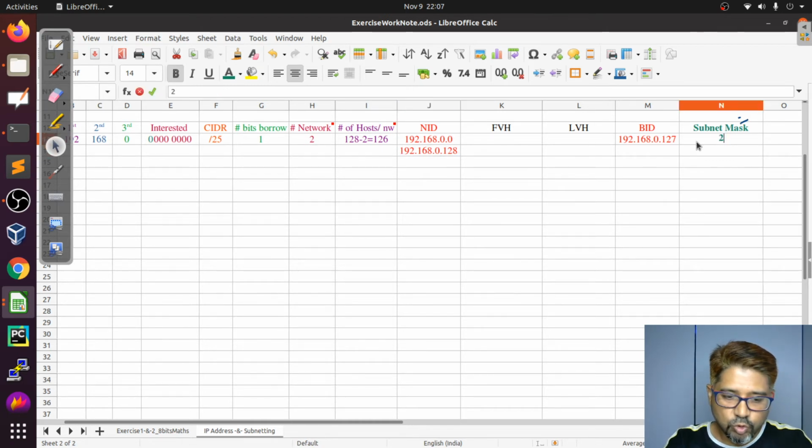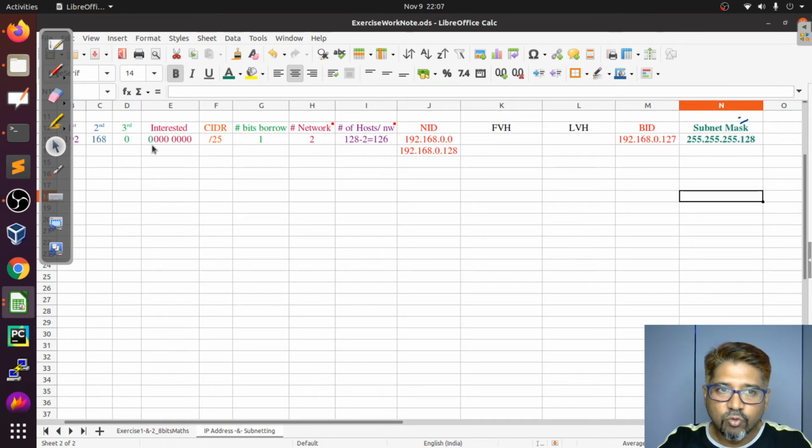And the subnet mask, this last network ID part is going to be your subnet. So 255 remaining, all 255.255.255.128. How do you get this? You borrowed one bit, so what is the position of that one bit? You have to cross this. So what will be the position? 128. That is your subnet.